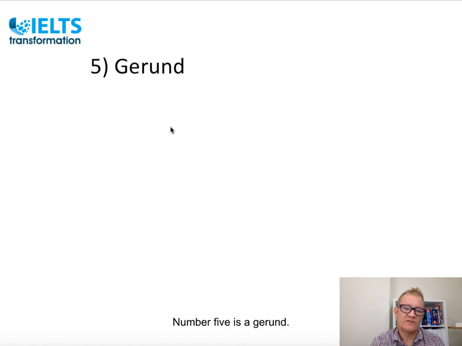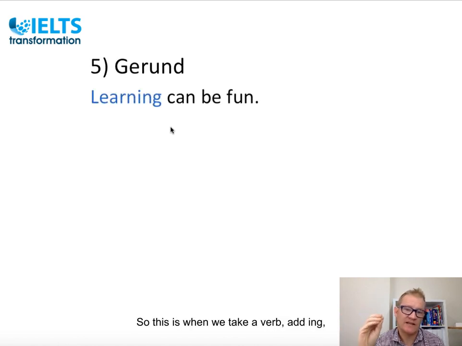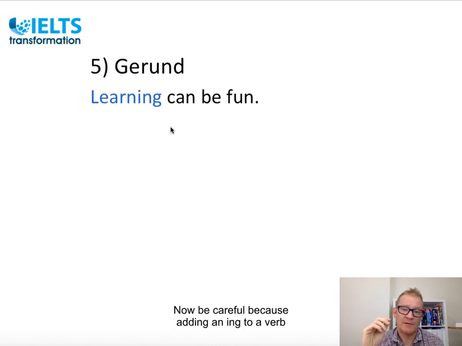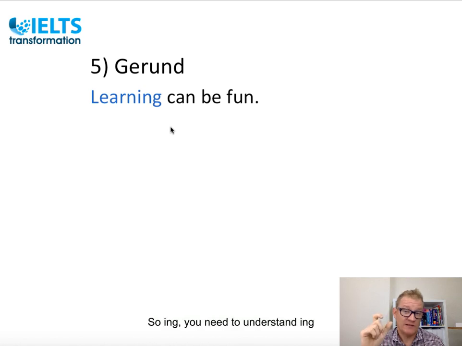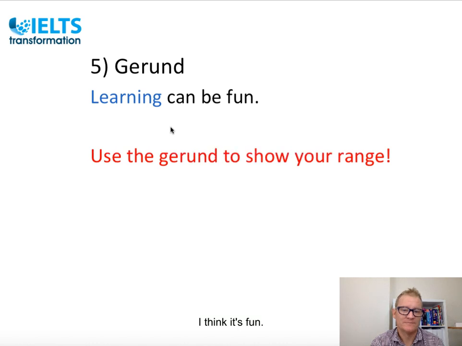Number 5 is a gerund. So this is when we take a verb, we add ing, and it becomes a noun. Now, be careful, because adding an ing to a verb can also turn it into a participle, which is an adjective and used like a verb. So you need to understand ing, because it's used in different ways. So here, learning can be fun. Learning is fun.